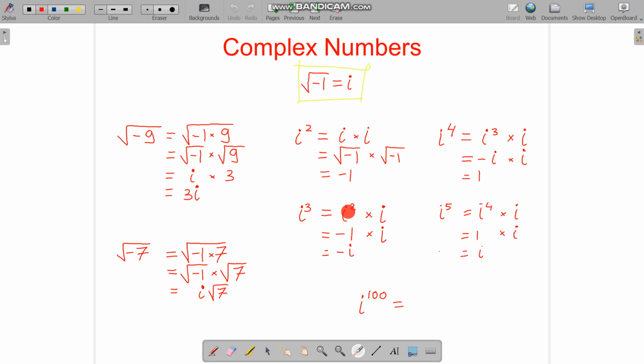i cubed is i squared times i, which is -1 times i, which is -i. i to the fourth is i cubed times i, so -i times i, which is -1 times -1, which is 1. So as you can see, we have the pattern i, -1, -i, and back to 1. So i to the 100th power, since 100 is a multiple of 4, is going to go back to 1.